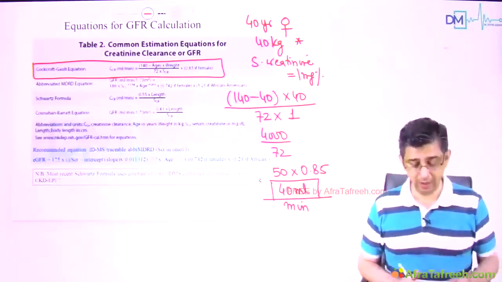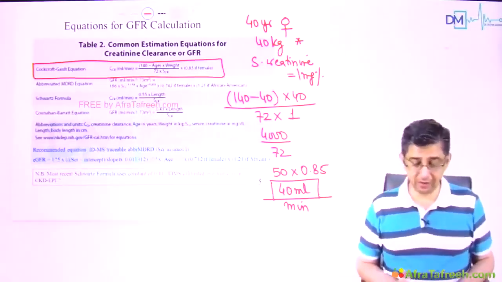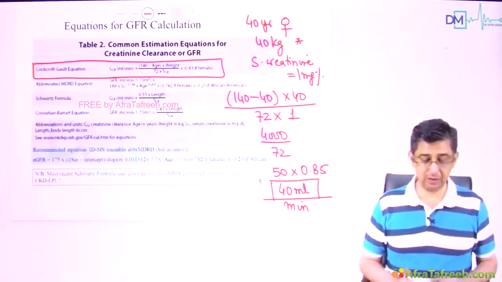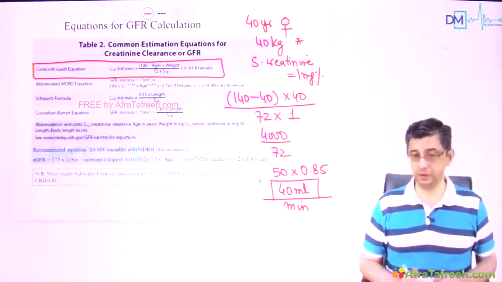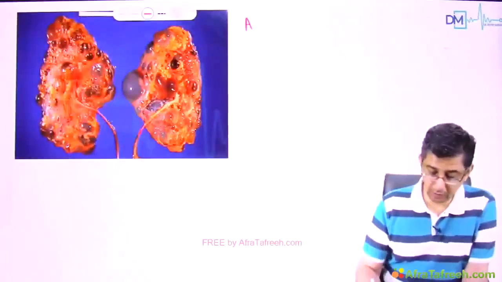And we now have advanced software where we take into consideration the race of an individual. We can take into consideration the height of an individual. So obviously the accuracy increases. Next, we will revise aspects related to autosomal dominant polycystic kidney disease, that is ADPKD.